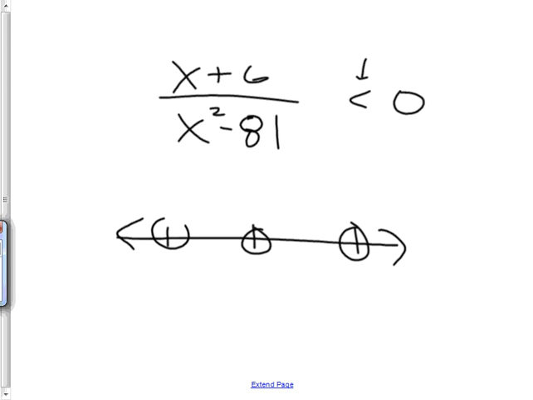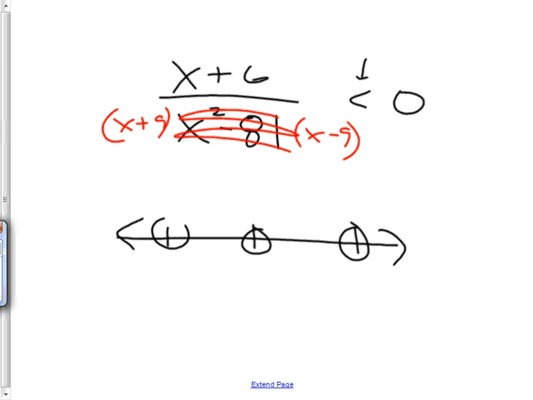Okay, so how many of you found 3 spots in the number line that were important? Raise your hand if you got that far at least. Okay, good. I'm hoping that what you were thinking was factor this bottom part to x plus 9 and x minus 9.